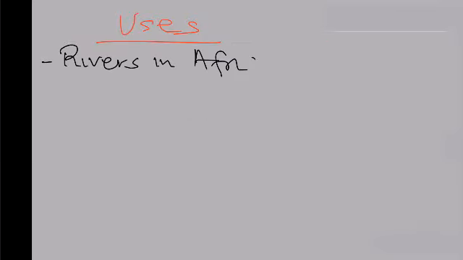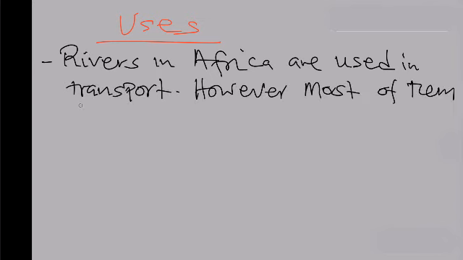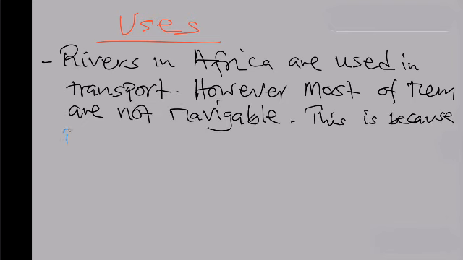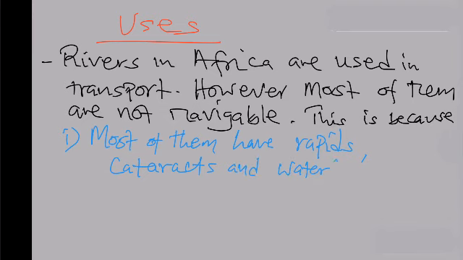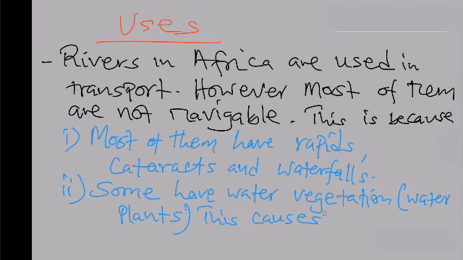So rivers in Africa, of course, have a number of uses. And so we say that not many rivers in Africa are used for transport. The main reason why most of these rivers are not navigable, one, is because most of them have what we call rapids, cataracts, and waterfalls. Now this hinders transportation across those rivers. Some of these rivers also have what we call water vegetation, that is the water plants. Now this also causes a barrier and so makes these rivers not navigable.